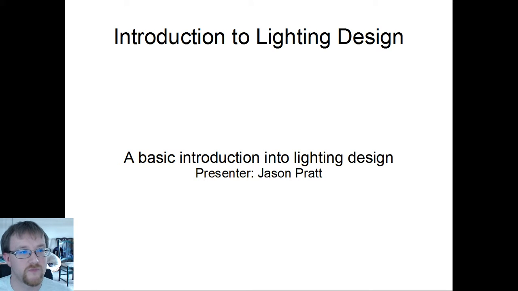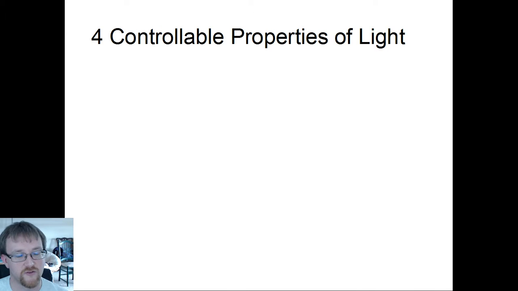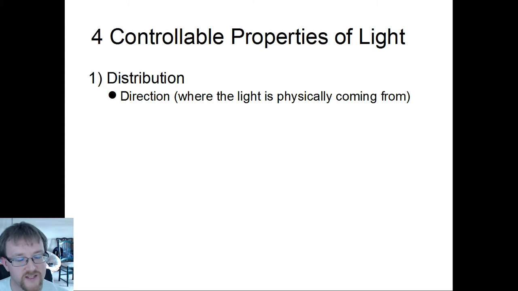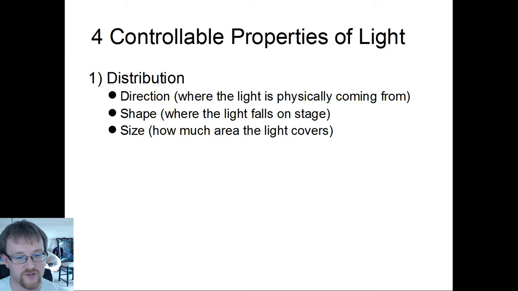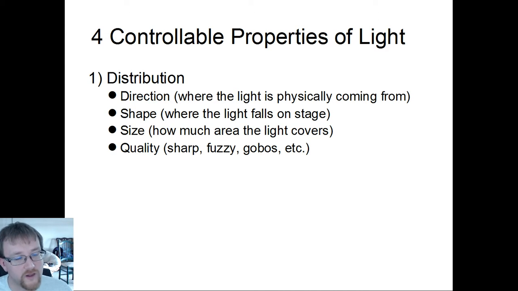So here we go. I'm first going to talk a little bit about the basics of the controllable properties of light. There are 4 controllable properties of light. The first one is distribution. Distribution is defined as the direction the light is physically coming from, whether it be front light or side light or down light. Shape, which is where the light falls on the stage. If you're shuttering it off from the side, if it's a square or a rectangle or whatever, like the physical shape of the light. Size, which is how much of the stage the light is covering. And quality, which is how fuzzy or sharp the light is.